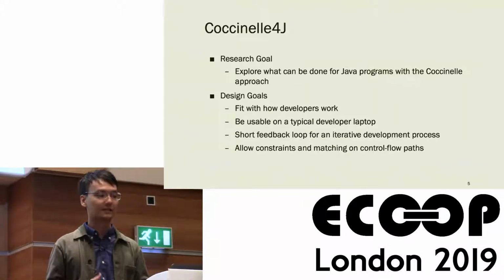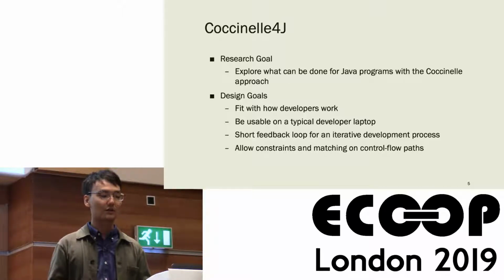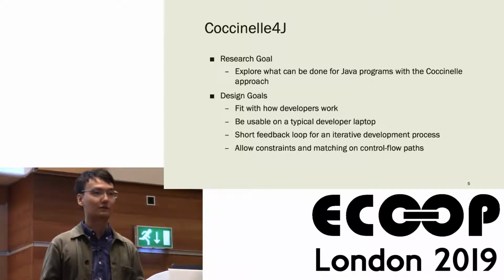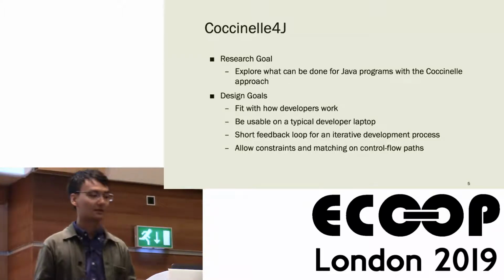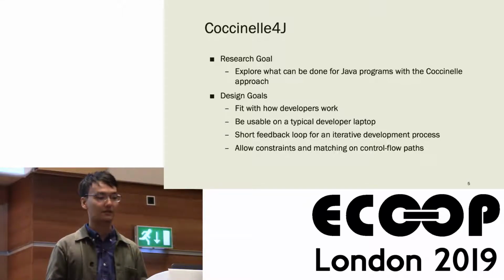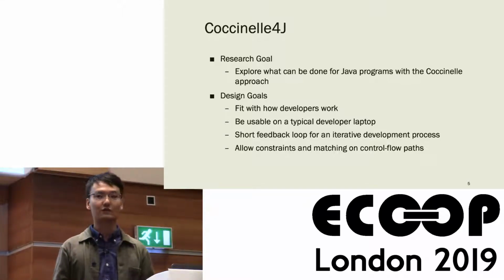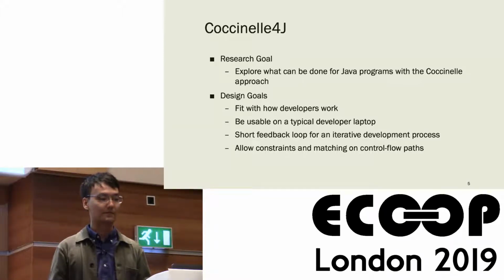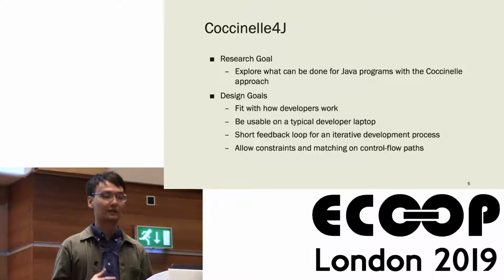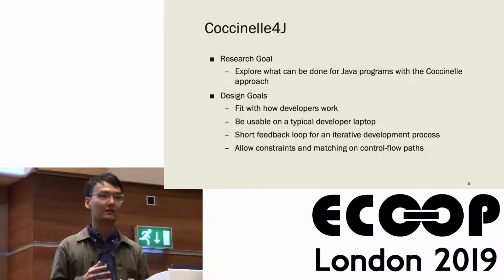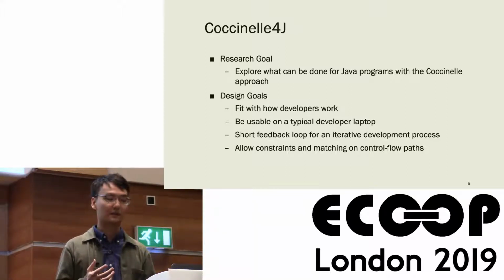So the goal of our research is to explore what can be done for Java programs with the Coccinelle approach, and hopefully we could have some significant practical impact, much like how Coccinelle was useful for Linux kernel developers. We inherit several design goals of Coccinelle. For example, Coccinelle 4J should fit with the habits of existing developers, and it should be usable on a typical developer laptop. Also, Coccinelle is designed to be used in an iterative manner. As such, you would refine your patch after inspecting what Coccinelle outputs. As such, there should be a short feedback loop, and Coccinelle 4J needs to be kept fast.